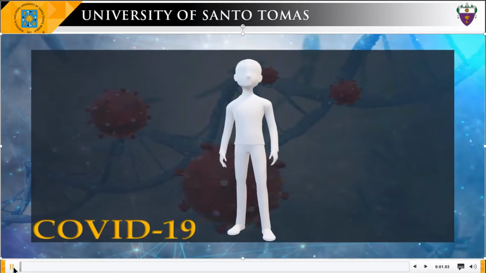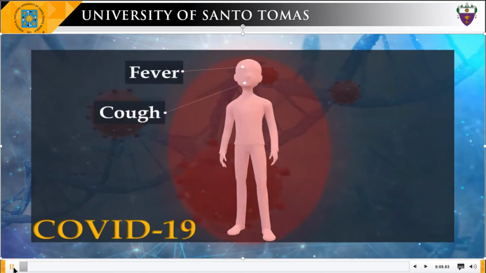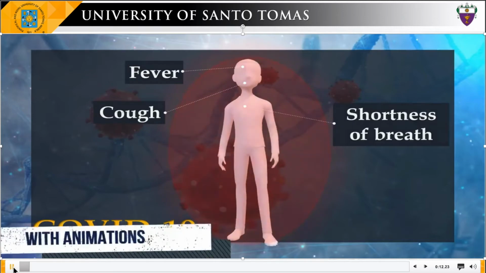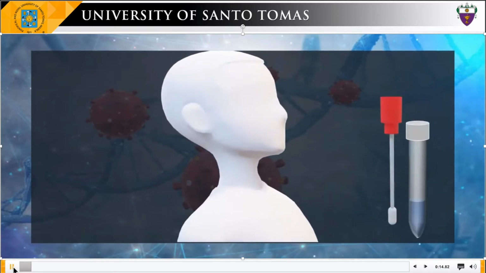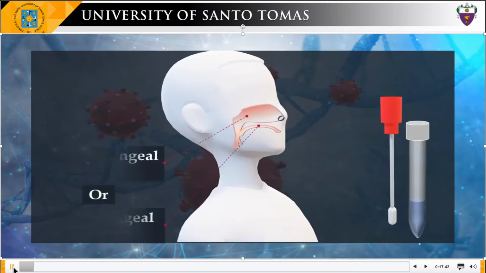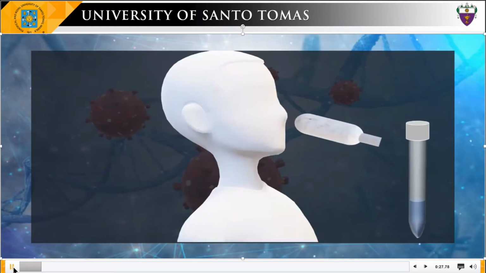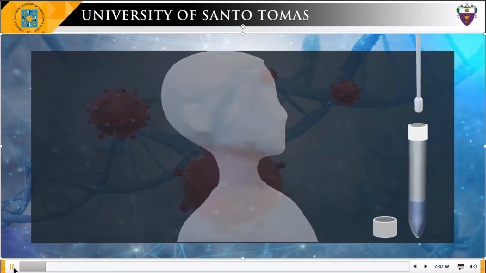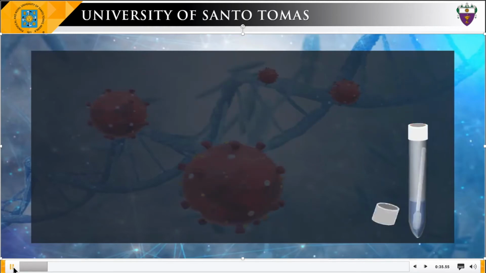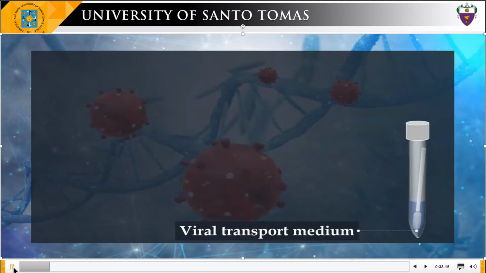COVID-19 is an infectious disease caused by severe acute respiratory syndrome coronavirus 2. When a person is infected, the most common symptoms include fever, cough, and shortness of breath. To start a test, the samples can be collected by a nasopharyngeal swab or an oropharyngeal swab. For nasopharyngeal specimen, the swab is inserted in the nostril and gently moved forward into the nasopharynx. Then it is rotated for a specified period of time to collect secretions that contain the virus. Once the swabbing is applied, the swab is placed immediately into a sterile tube containing a viral transport medium.